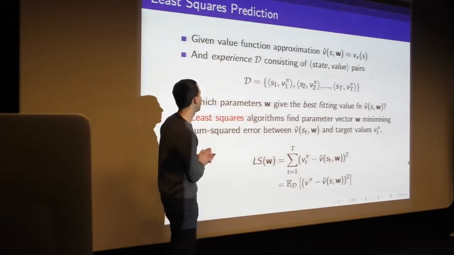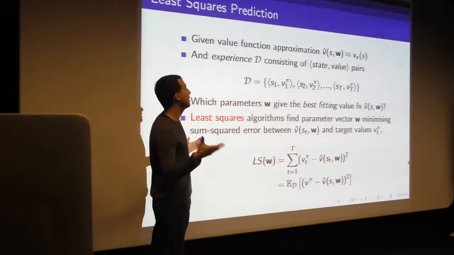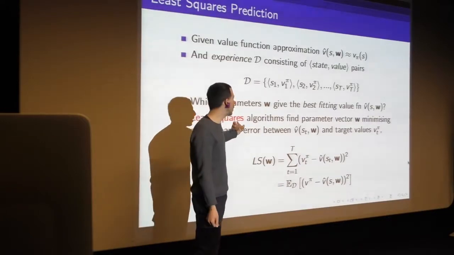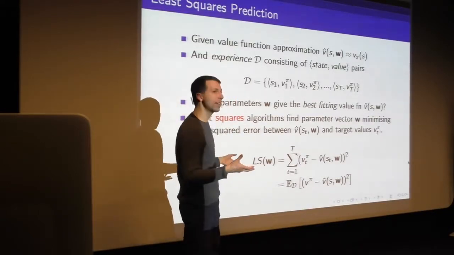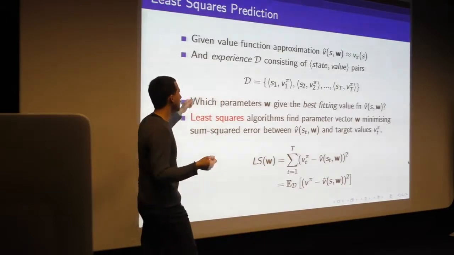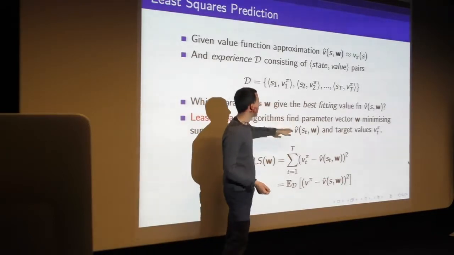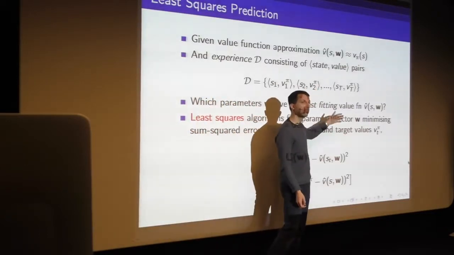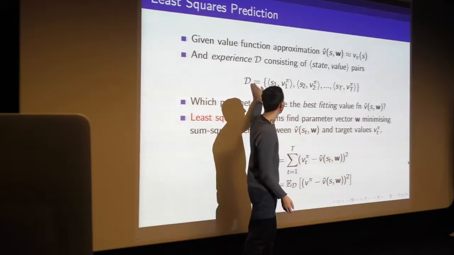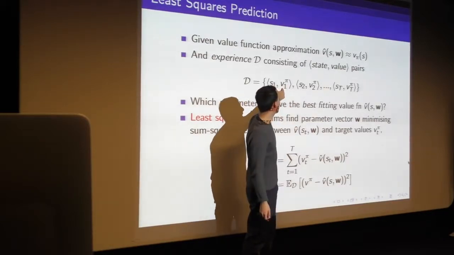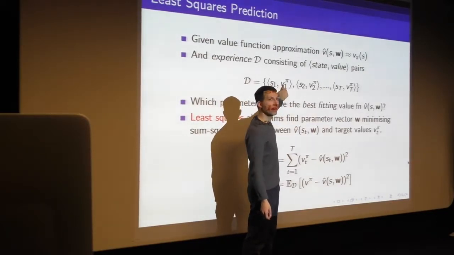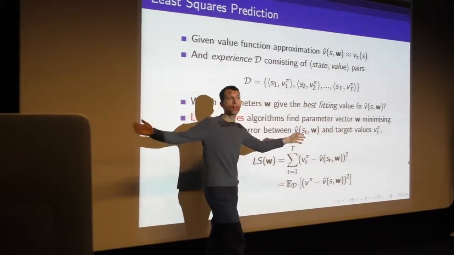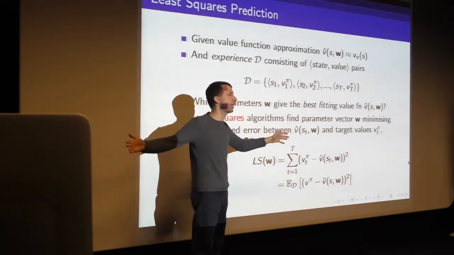And now the question is, what's the best fitting value function for this whole data set? Well, we could do something like least squares, which would find the parameter vector that minimizes the sum squared error between the value function and the oracle across our whole data set. So if we consider this whole data set, and look at the squared error between what we thought would happen here and the oracle, and here and the oracle, we want to minimize the sum of all those squared errors across the whole data set.